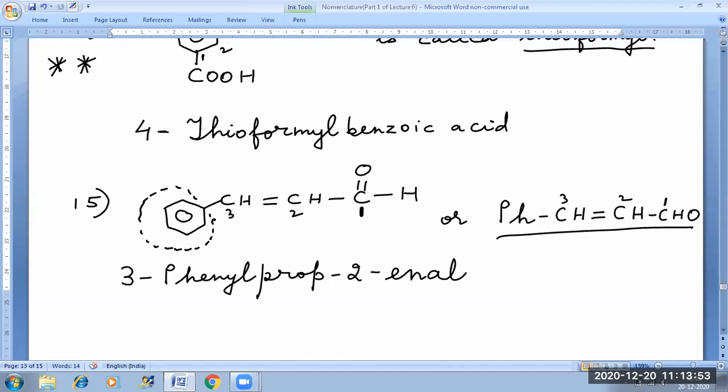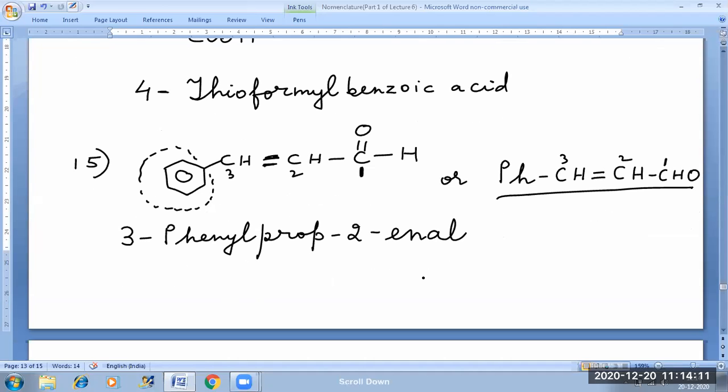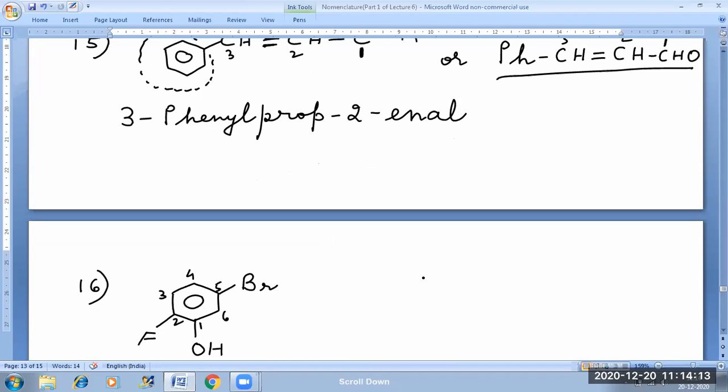So 3-phenyl, prop because there are 3 carbon atoms in the main chain, prop-2-en, double bond position is indicated, that is this one. At the second carbon you have a double bond. So prop-2-enal. 16th one.